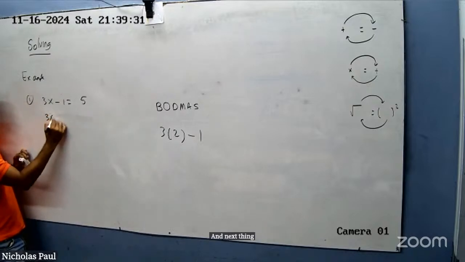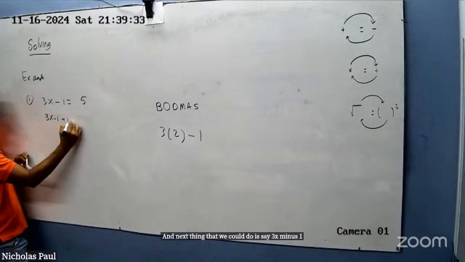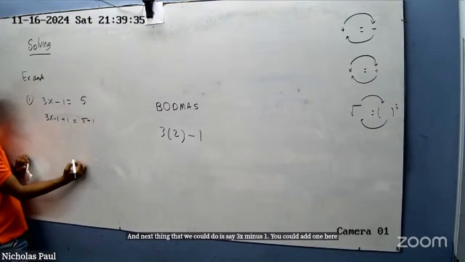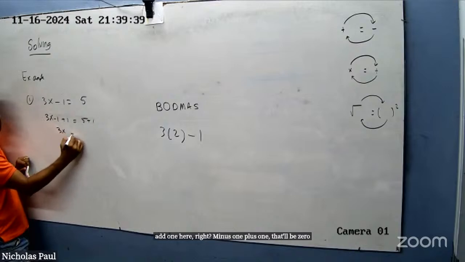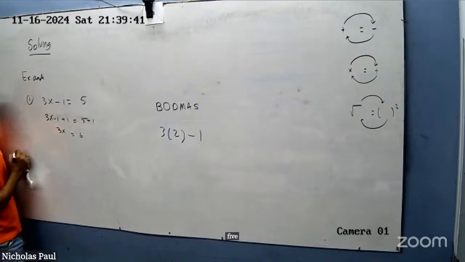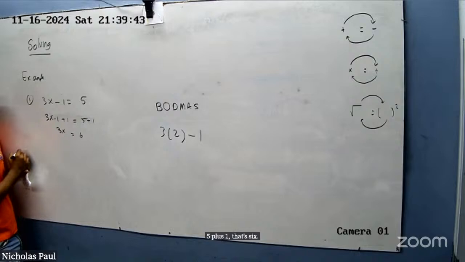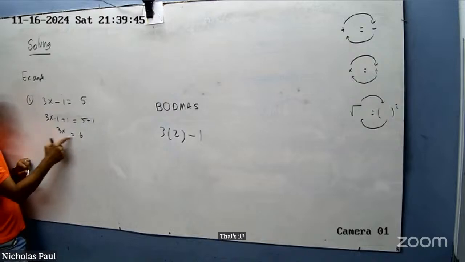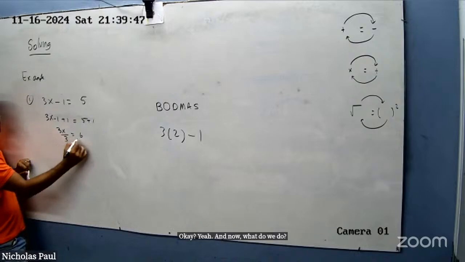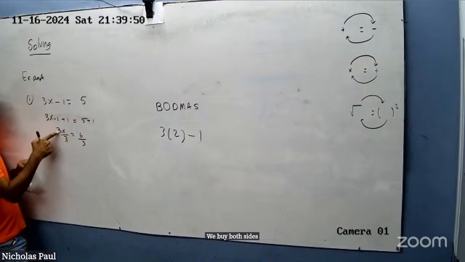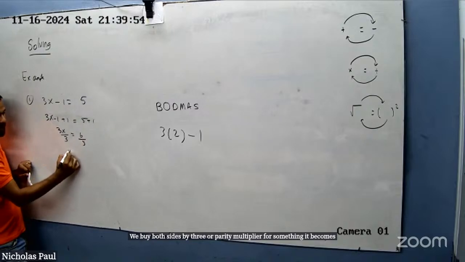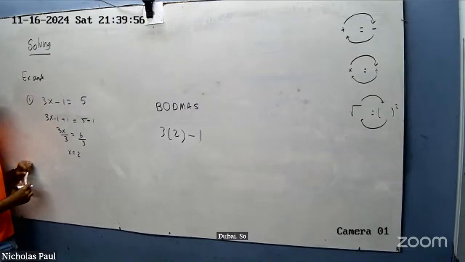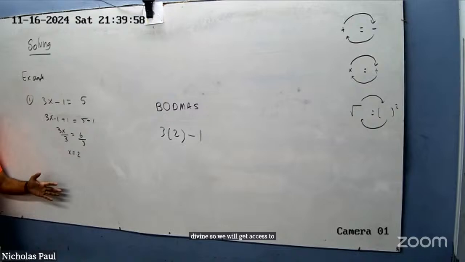Or the next thing that we could do is say 3x minus 1. You can add 1 here, add 1 here. Minus 1 plus 1 will be 0. 5 plus 1, that's 6. That's okay? And now, what do we do? Divide both sides by 3, or carry the multiplier across and it becomes divide. So we'll get x is 2. This is very important. You have to be able to do this properly.